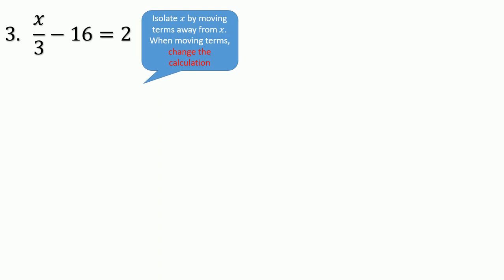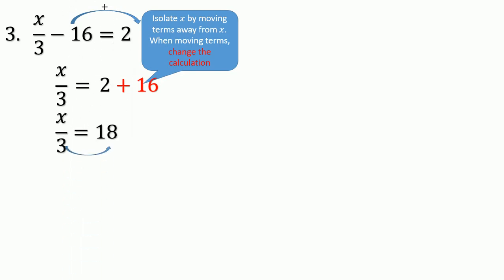So the first term that needs to move away from x, we want to isolate x, is the 16, negative 16. So I'm going to move it over to the right hand side, and as I said, moving means changing the calculation. So that minus 16 must go over and become a plus 16. So x over 3 on the left hand side is equal to 2, and when I move the 16, it becomes plus 16, changing the calculation. So 2 plus 16 will give me 18.